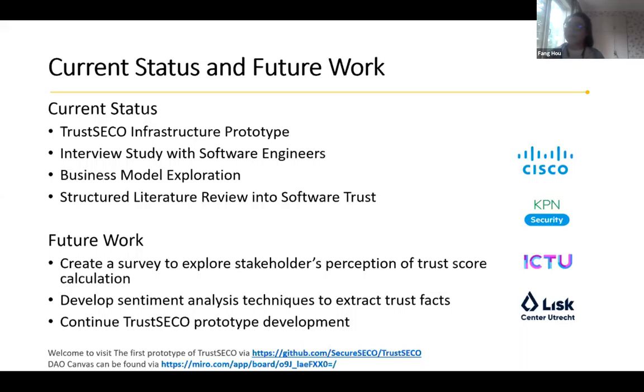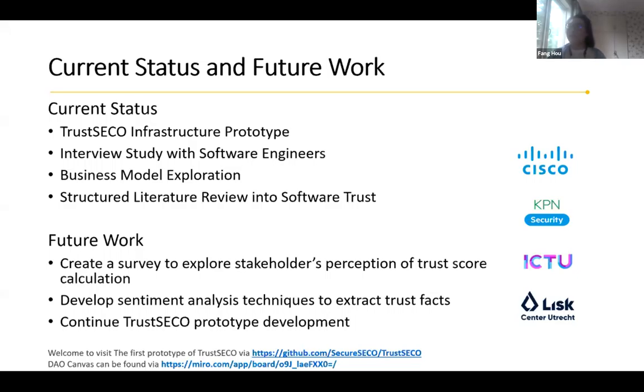Besides that, we have conducted structured interviews with 12 software engineers from different domains to explore how they perceive trust during software package selection. From the interviews, we realized that different stakeholders have different focuses in software selection, and there is no unified selection criteria. So it requires us to design the trust score, which should be based on multiple dimensions. Definitely it should be customized to suit different stakeholders' requirements.